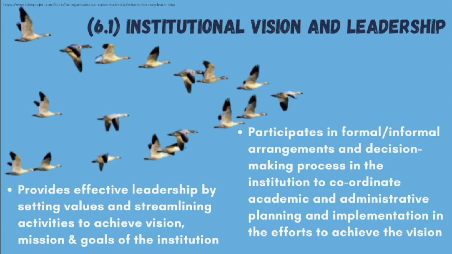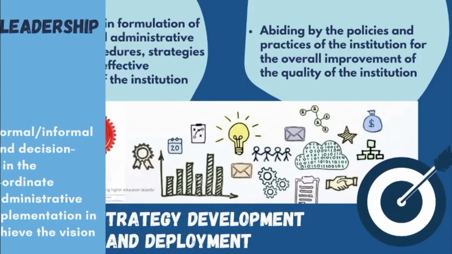Well, an individual teacher can provide effective leadership by setting values and a participative decision-making process, which is key to achieving the vision, mission and goal of the institution. The teacher must also participate in the formal and informal arrangements in the institution to coordinate academic and administrative planning and implementation, which reflects the efforts of the institution in achieving its vision.